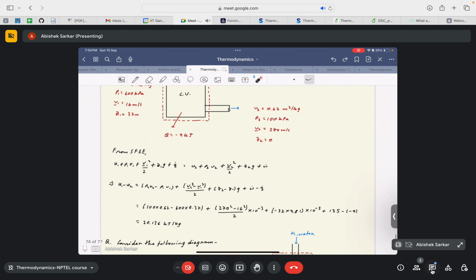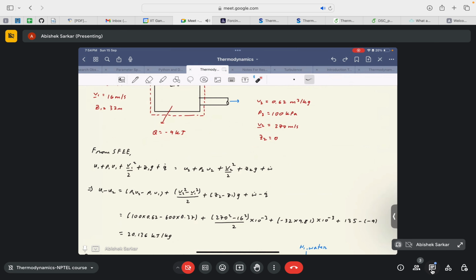So from the steady flow energy equation, we have U1 + P1V1, I just dissociated the enthalpy in the form of the internal energy. So U1 + P1V1 + V1²/2 + Z1g + Q dot is equal to U2 + P2V2 + V2²/2 + Z2g + W dot. Because all terms were in the form of per kg, I just divided by m dot. Taking mass conservation, m1 dot is equal to m2 dot, so I divide by m dot to get this form.